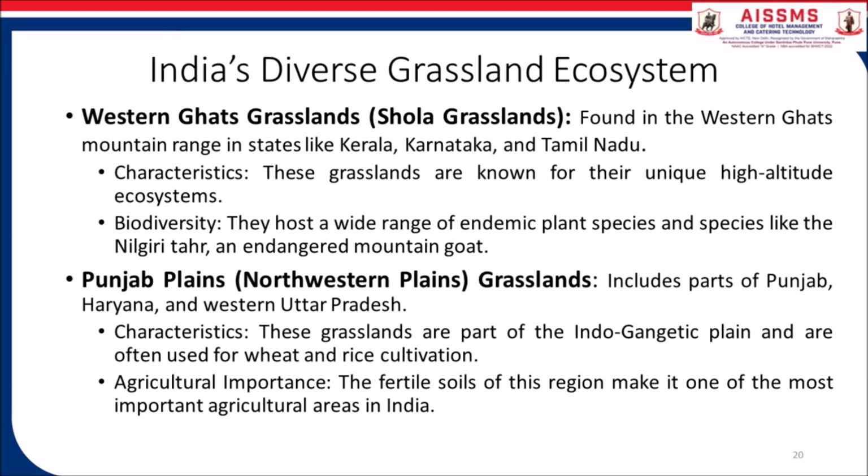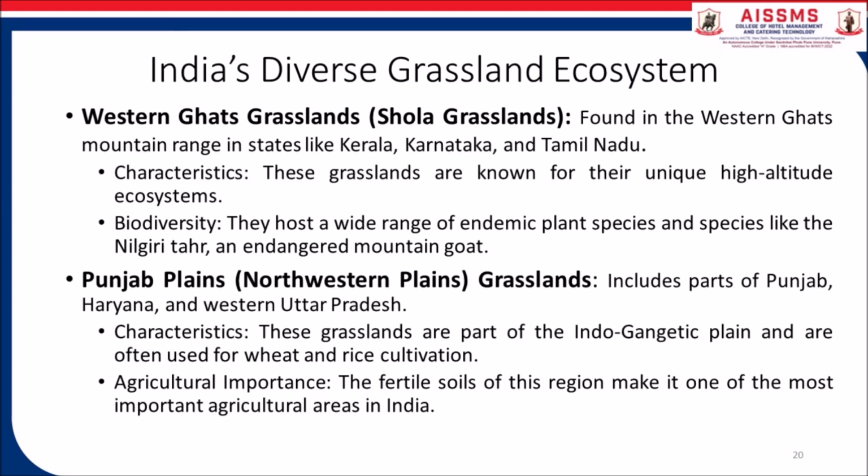It is found in the Western Ghats mountain range in states like Kerala, Karnataka and Tamil Nadu. The characteristics of these grasslands are that they are interspersed with Shola forest and are known for their unique high altitude ecosystem. The biodiversity of these Western grasslands hosts a wide range of endemic plant species and provides habitat for species like the Nilgiri tahr and the endangered mountain goat as well.